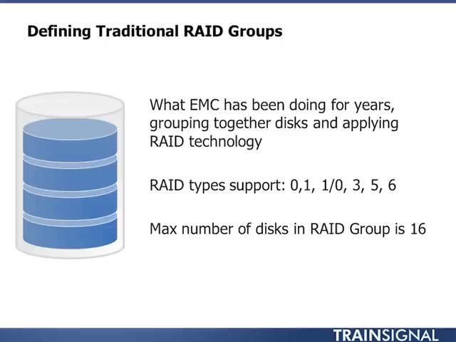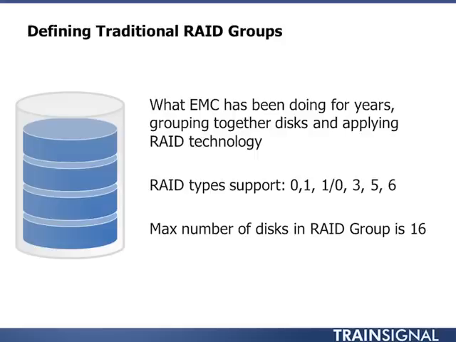So, defining traditional RAID groups. This is what EMC's been doing for years on their block arrays, right? It's just you're pulling together or grouping together disks, up to 16 disk increments, and you're applying array technology. Now, usually there are preferred configurations within certain RAID types. They have what's called 4+1s and 8+1s. These are common RAID groups for RAID 5. There are certain configurations that you would want if you're doing one particular RAID group over another.